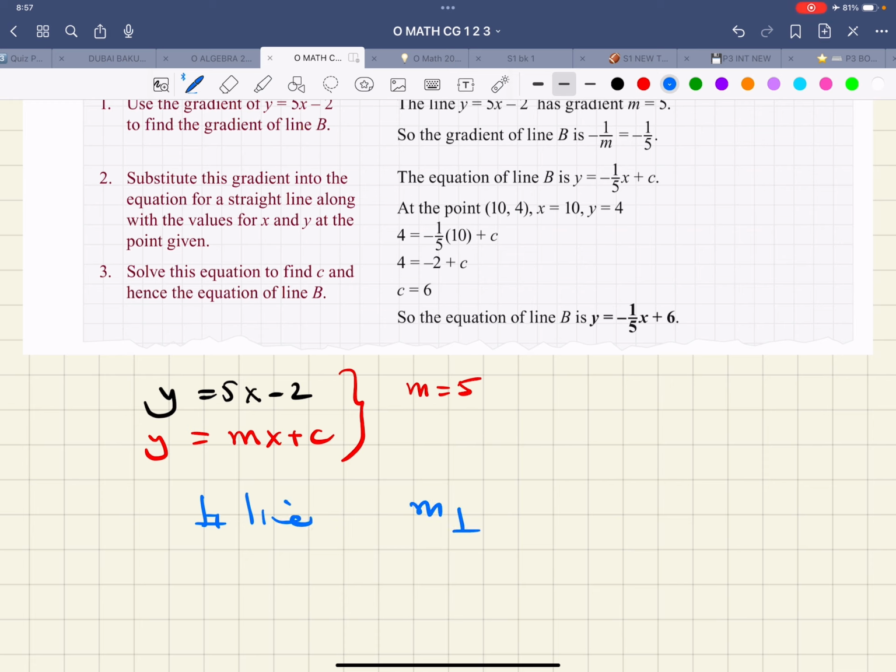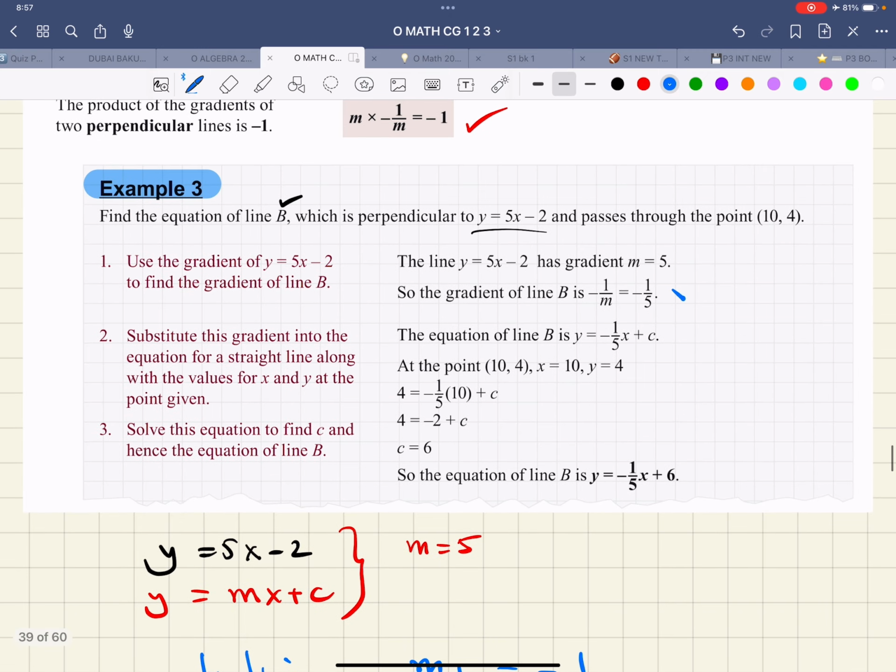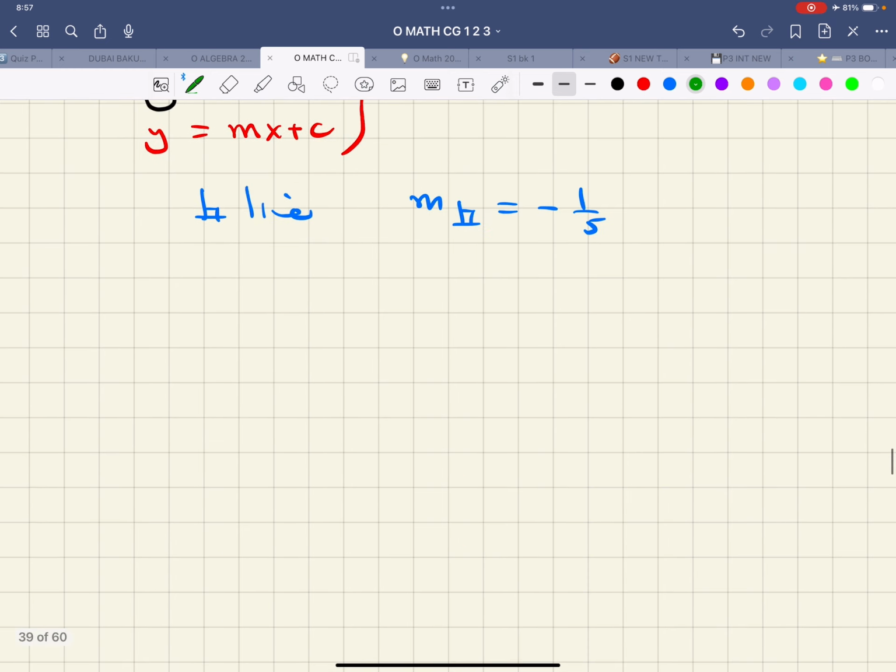So the gradient of the perpendicular line should be the negative reciprocal, which is minus 1/5. That thing is done, and the rest is just the basic thing. It passes through the point (10, 4).